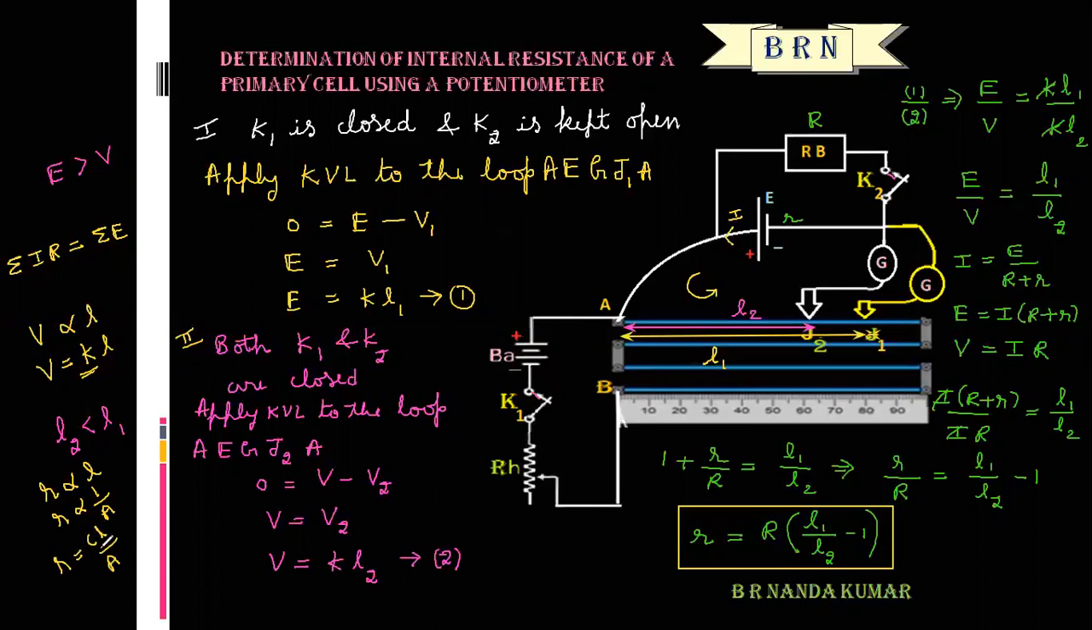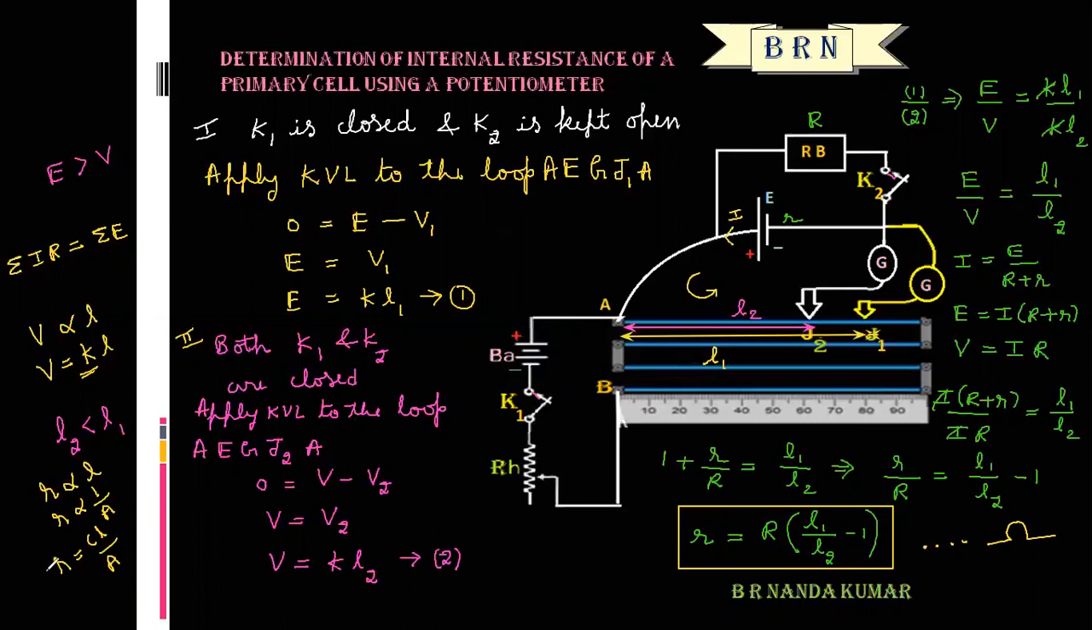So it depends on the concentration of electrolyte, the separation between the electrodes, and the area of the immersed portion of the electrodes. And the internal resistance is measured in ohm. What is the SI unit of internal resistance? That is ohm. What are the factors affecting it? It depends on the separation between the electrodes, the area of the immersed portion of the electrodes, and the concentration of the electrolyte.